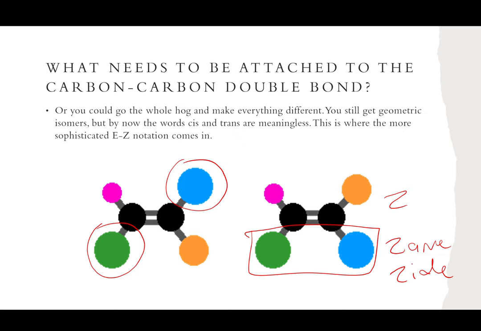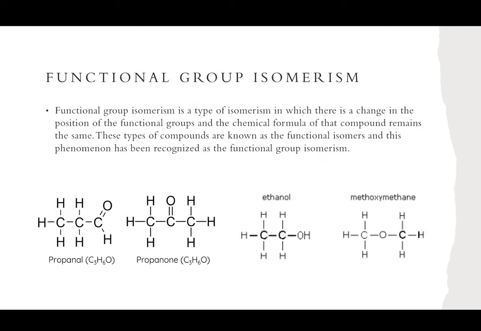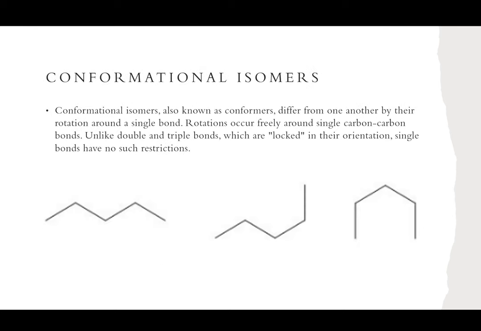So in CAPE, we look at geometric isomerism, which is cis or trans isomerism. We looked at stereoisomerism, or optical isomerism, some people call it, or spatial isomerism. And with that, we looked at enantiomers and diastereomers. We also looked at different types of structural isomerism, such as ring-chain isomerism, positional isomerism, functional group isomerism, and conformational isomers. So that's basically it.